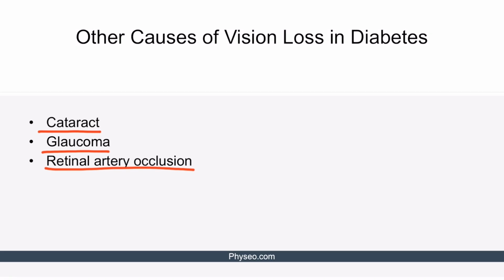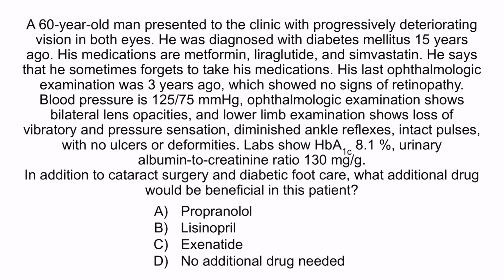Let's finish up with a question to reinforce this information. A 60-year-old man presents to the clinic with progressively deteriorating vision in both eyes. He was diagnosed with diabetes mellitus 15 years ago. His medications are metformin, liraglutide, and simvastatin. He says he sometimes forgets to take his medications. His last ophthalmologic exam was 3 years ago, which showed no signs of retinopathy.